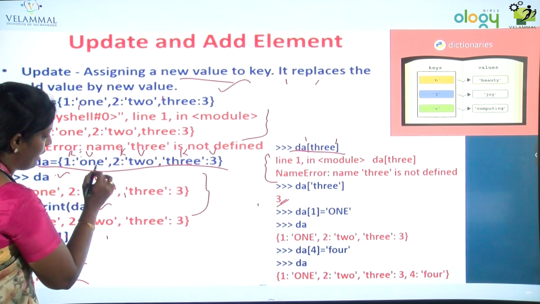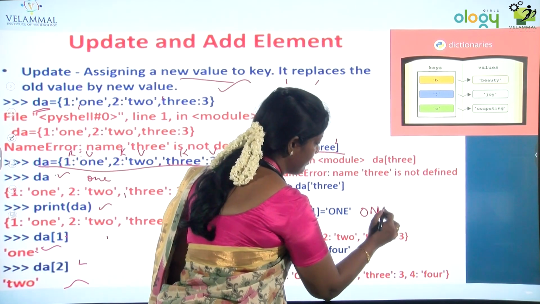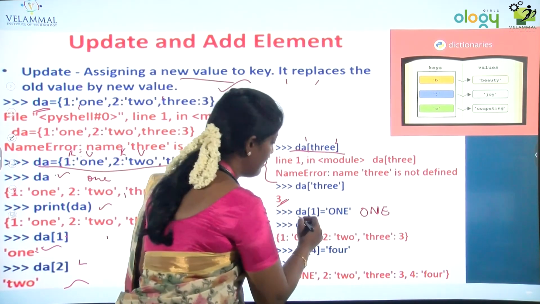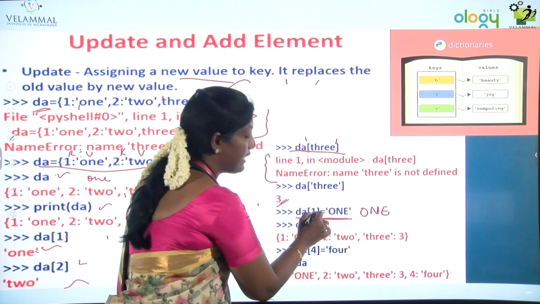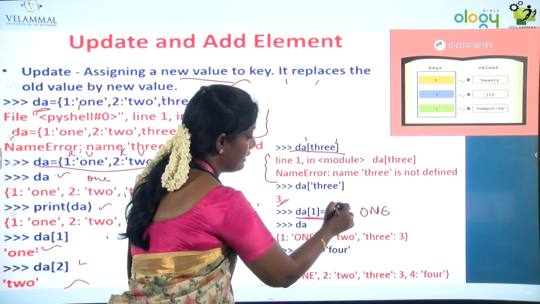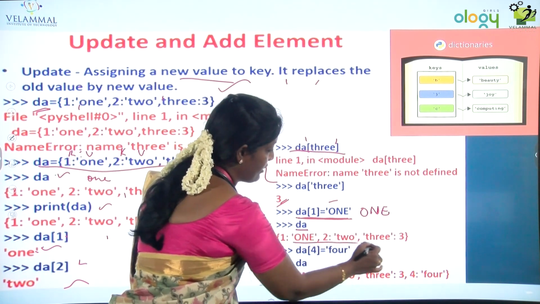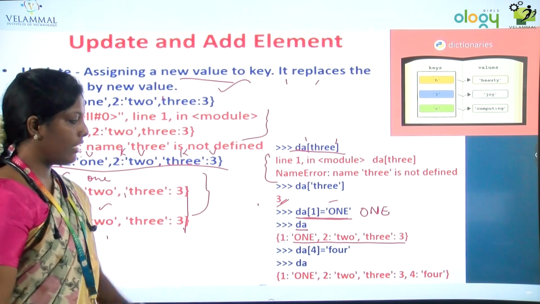In small letters, ONE. Here it's given as capital letters. So it's kind of an update, right? So if I want to update that, how am I declaring it? DA is the dictionary name, the key value is 1 and then ONE. So it's a capital ONE, and when you ask it to display, see it has changed ONE into capital letter, right?